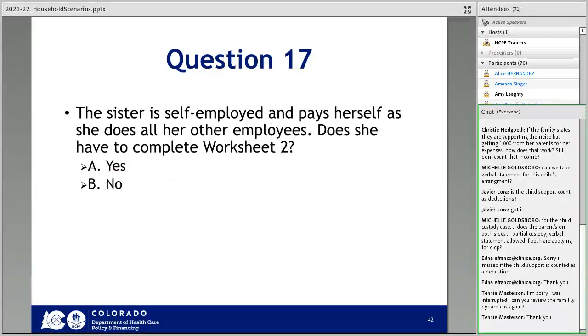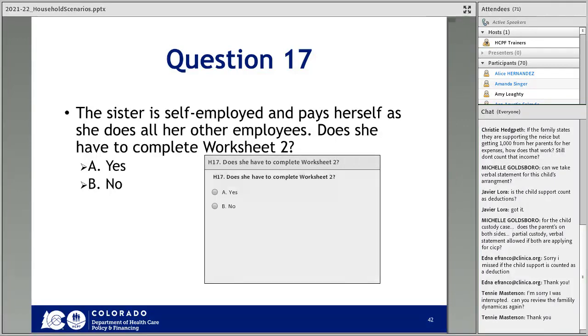All right, 17. The sister is self-employed, and she pays herself as she pays all of her other employees. So she gets a paycheck from her own company. Does she have to complete worksheet 2?